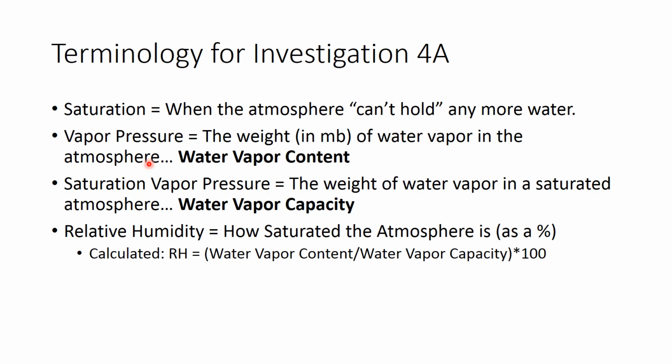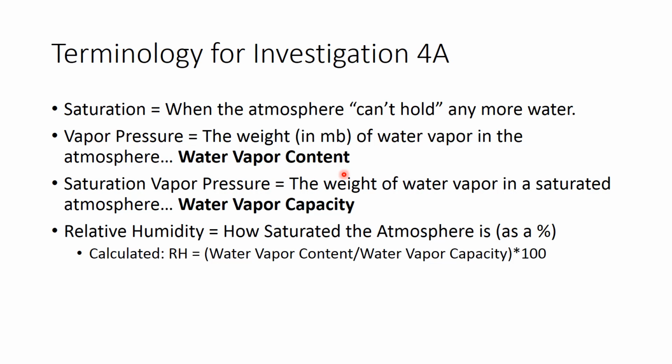If you don't remember this, air pressure is the pressure or the weight of the air above us, and the air contains all kinds of different molecules: nitrogen, oxygen, argon, neon, carbon dioxide, and so on. But it also contains water vapor, and that water vapor contributes to the overall pressure of the atmosphere, and we call that vapor pressure. This is just a fancy term for the content of water vapor in the atmosphere. So this is the water vapor content.